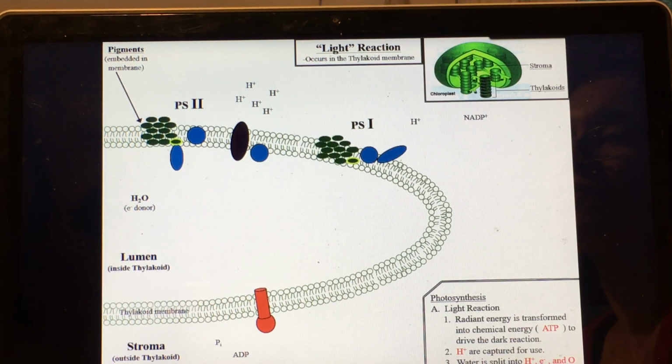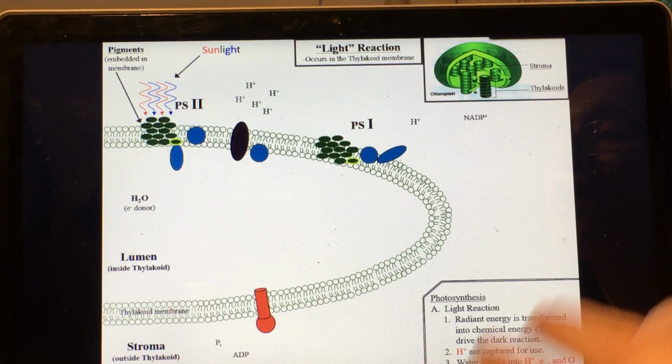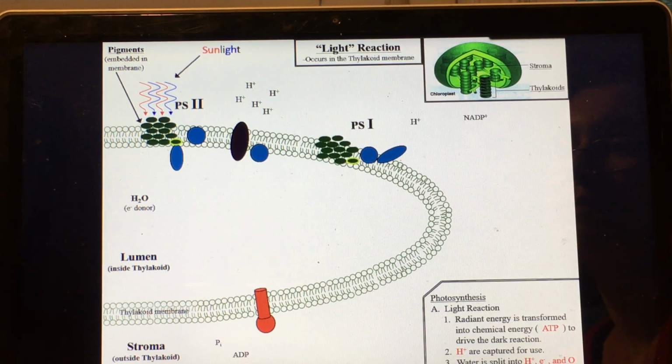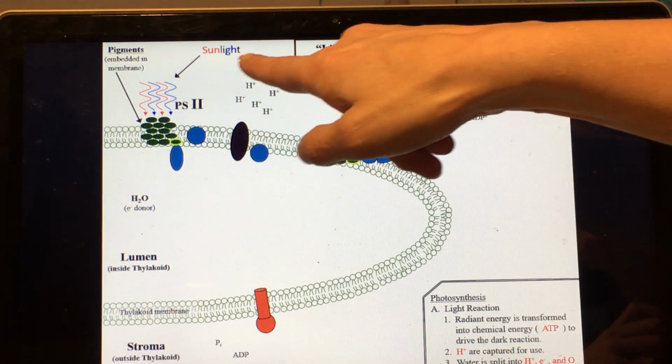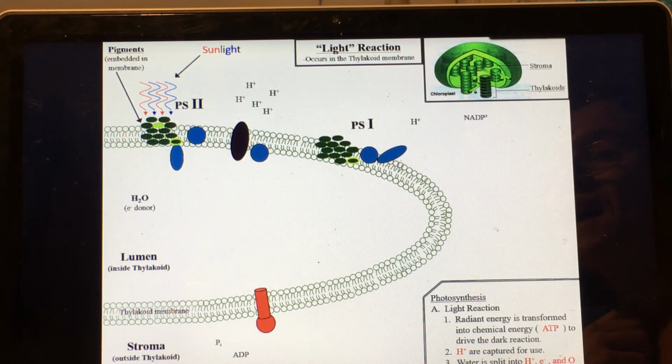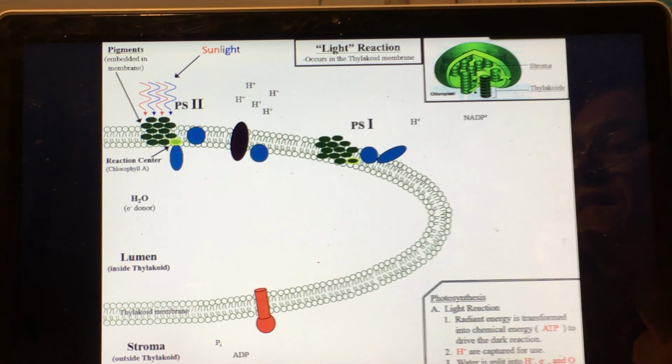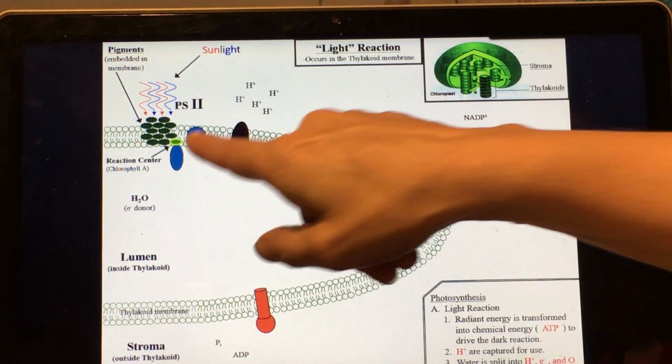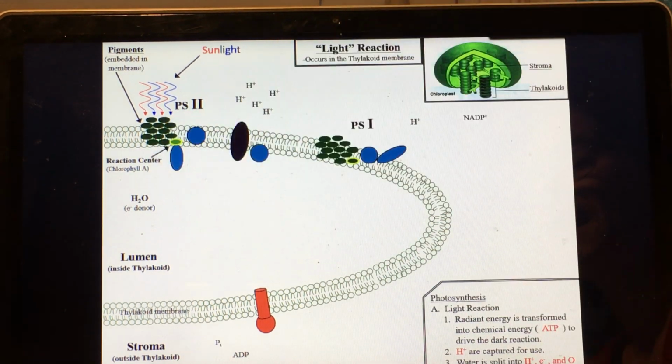Now, we learned in the previous video that red and blue wavelengths of light are the ones that are most absorbed, which is why we show you sunlight as a rainbow, but the blue and the red are the ones that are being absorbed. Now, each pigment molecule absorbs a little bit of energy, but they donate all of that energy to a special chlorophyll A molecule called the reaction center. And you can see it blinking right here, yellow.